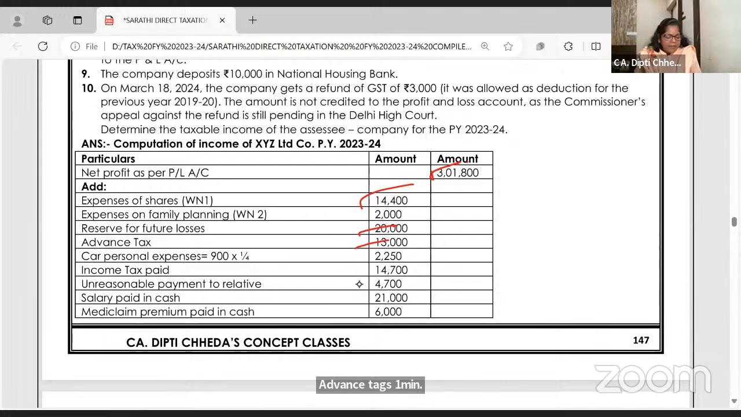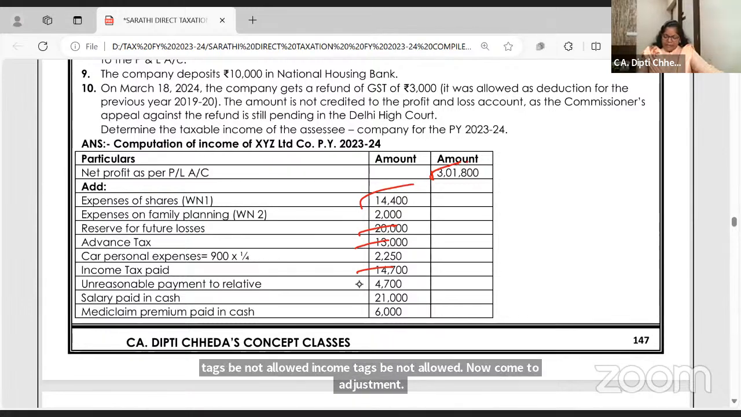How much is your income tax? 1 minute. Amount, why is it showing? 1 minute. Yes, advance tax is not allowed. Income tax is also 14,700, that is also not allowed. Okay, right. Advance tax also not allowed, income tax also not allowed. Now come to adjustment. Let's read the adjustments.